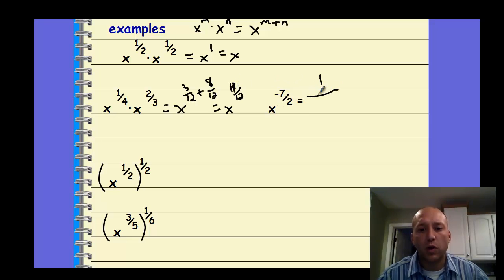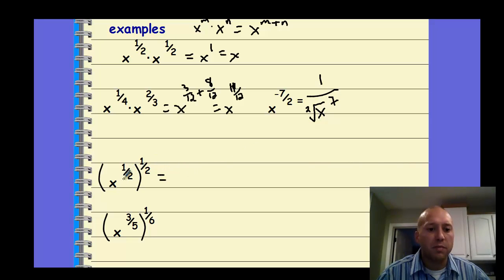X to the -7/2. We've already kind of done this. We can write it as 1 over the square root of x to the 7th power. And so then we can keep going with some examples. This is now the power to a power, so we actually multiply those. So this will be x to the 1/4.